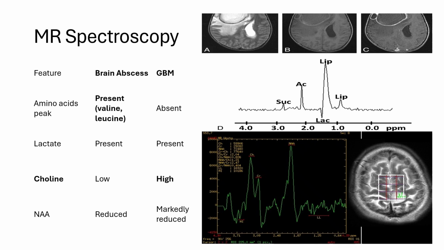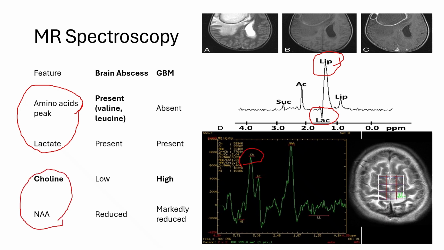MR spectroscopy shows the amino acid peak and lactate peak in abscess due to the necrotic component. So we can see here the lactate and this is the lipid peak. This suggests the abscess, whereas in GBM there is a choline peak. This is the choline, with decreased NAA. The choline peak is due to the cellular turnover. So this is the differentiating point: the lipid and lactate peak are seen in the abscess, whereas the choline peak is seen in GBM. The amino acid peak is pathognomonic for the abscess.